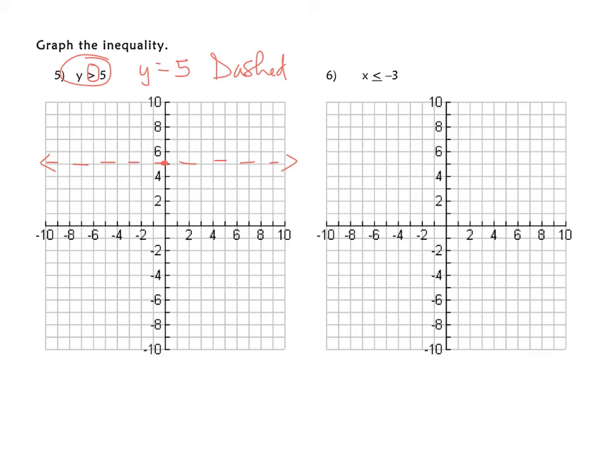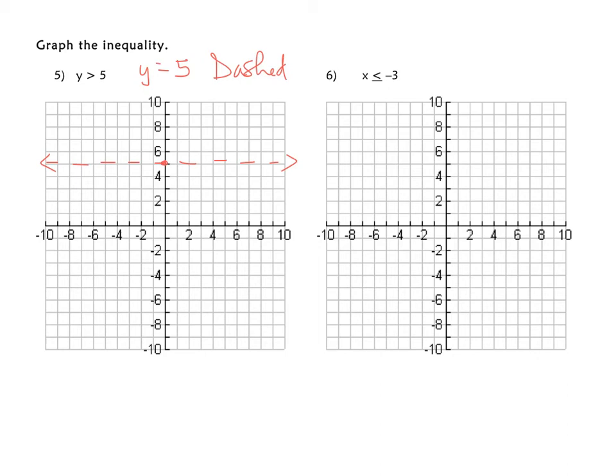Now the second part is I have to determine where to shade, because there are a whole bunch of solutions that make this inequality work. If you think about y is greater than 5, well, 6 is greater than 5, 7 is greater than 5, a million is greater than 5, so there are lots of solutions. We have to show all of those.